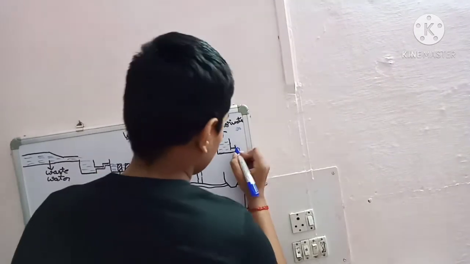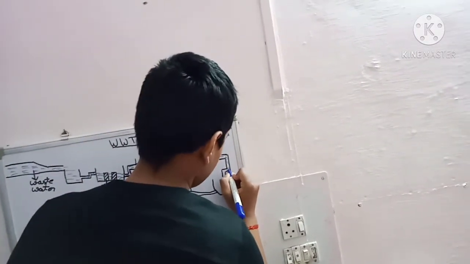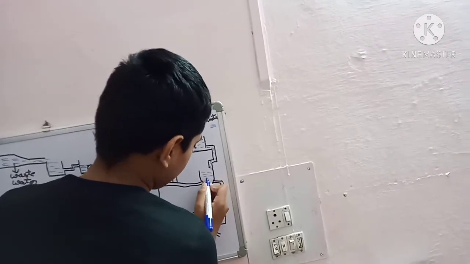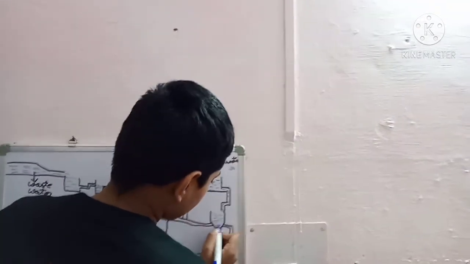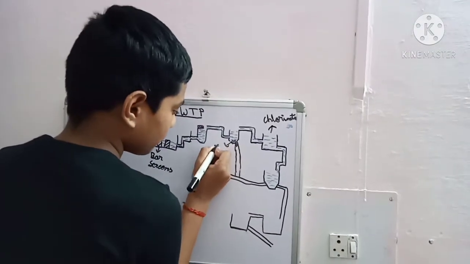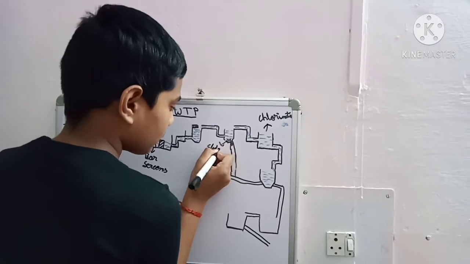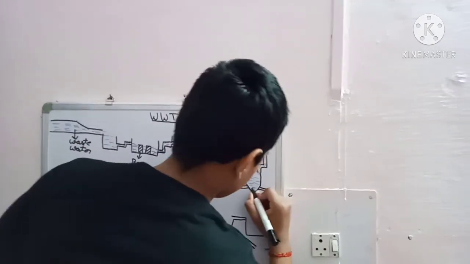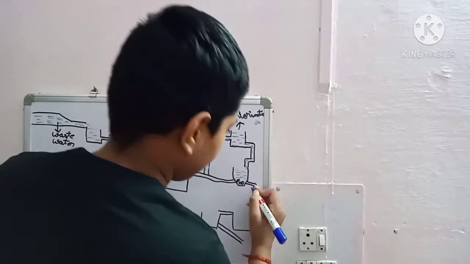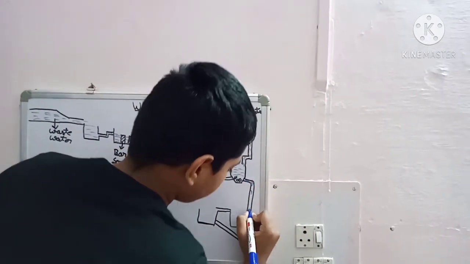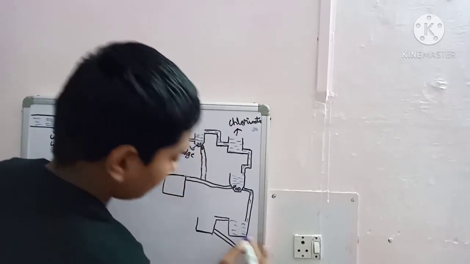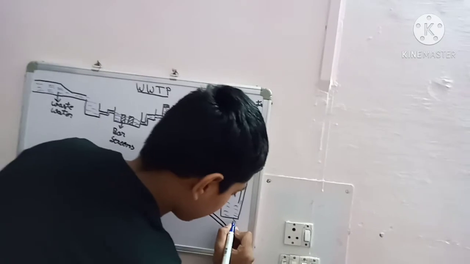After that, the water is transferred into another tank. In this, again the sludge is removed. Sludge means the organic compound. After that again this water is transferred into another tank, which is known as the aeration tank.